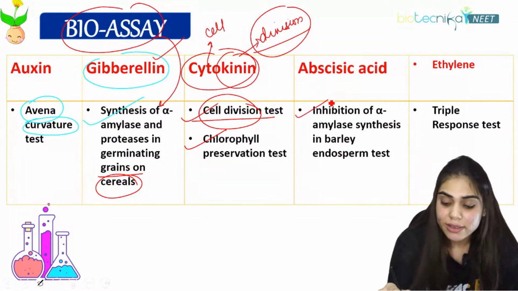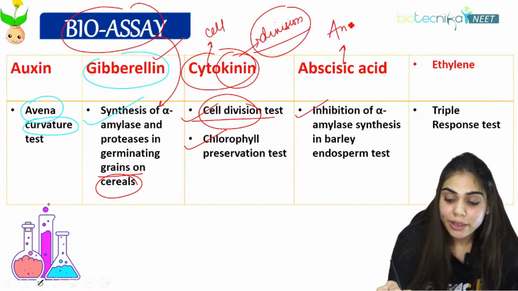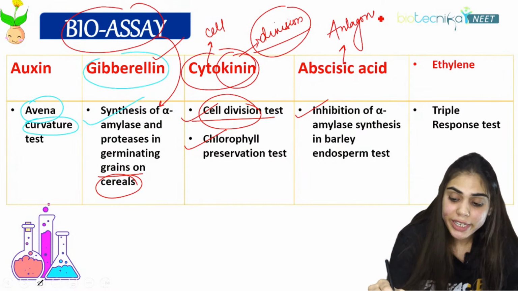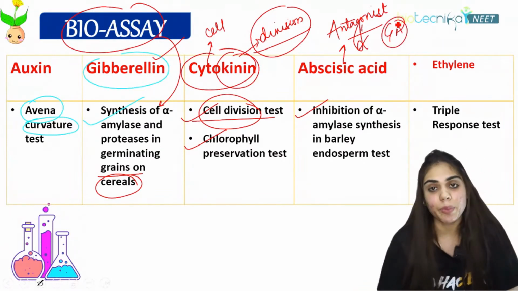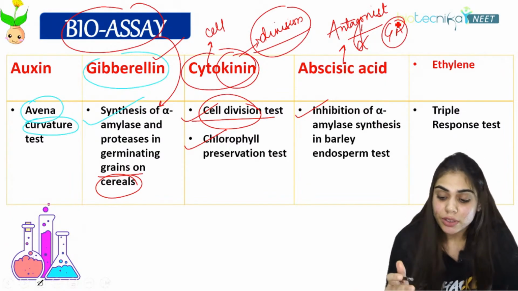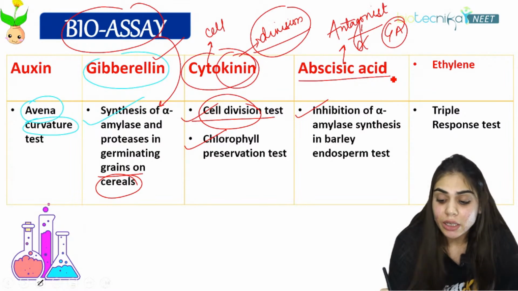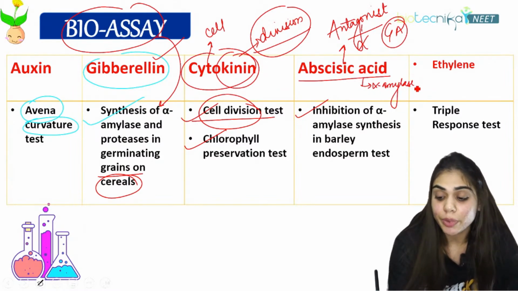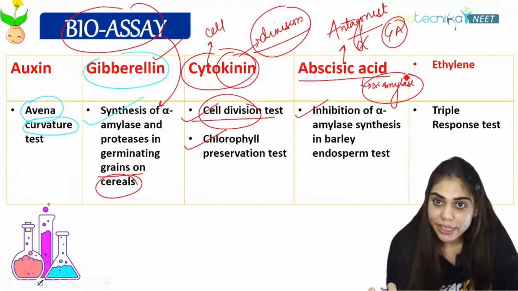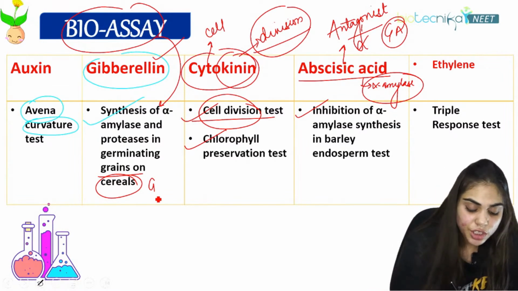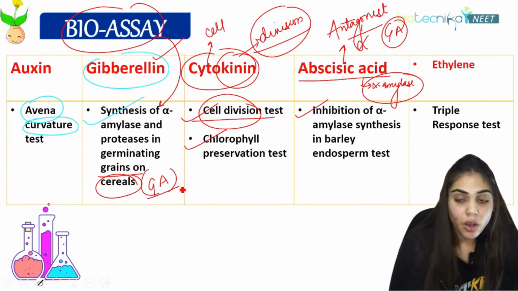And abscisic acid is known to be an antagonist to GA. Whatever GA is doing, it is doing the opposite. So suppose GA is helping the germination of seed. This abscisic acid will inhibit the alpha amylase enzyme and will not cause the germination of seed. So can we say that it is an antagonist to GA? Yes, it is an antagonist to gibberellic acid, GA or gibberellin.